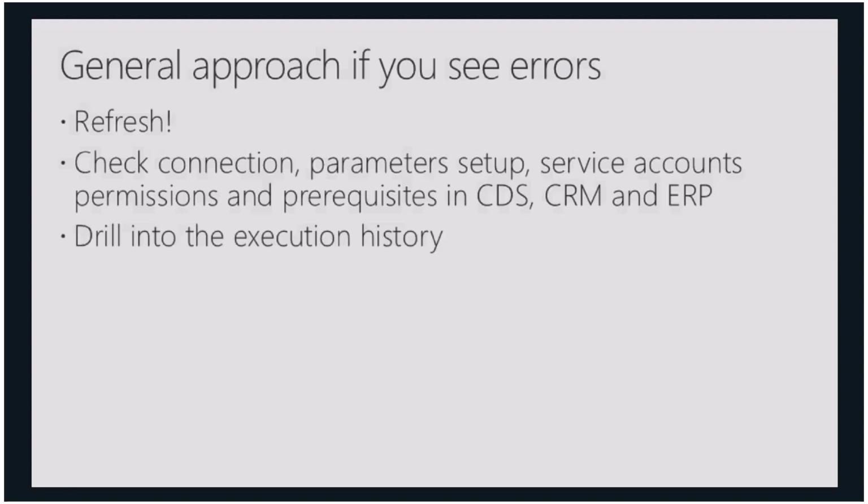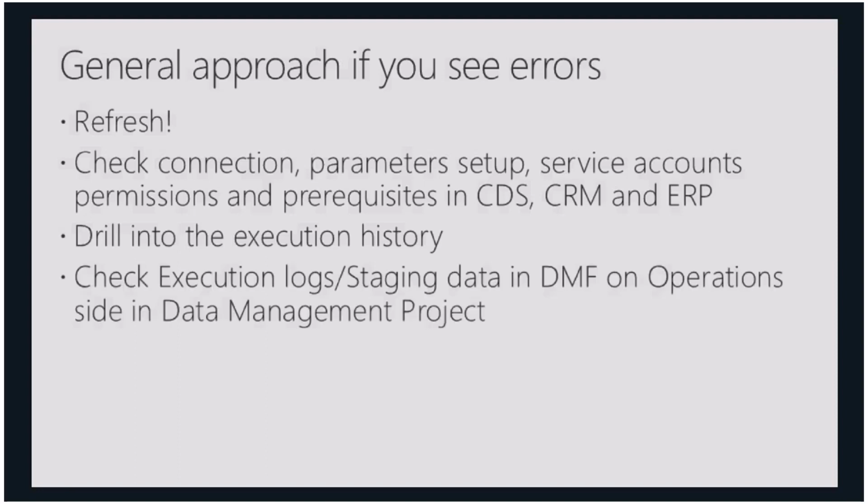As I showed in the demo, the best way to find out after you started execution and see some errors is to drill into execution history and try to decipher those error messages and see if that provides you enough information. If not, as I showed, you can always go into DMF on the operations side, check execution logs, and actually go inside the staging data to see what is failing and correct it right there. That part has nothing to do with CDS. It's just pure AX and DMF troubleshooting.